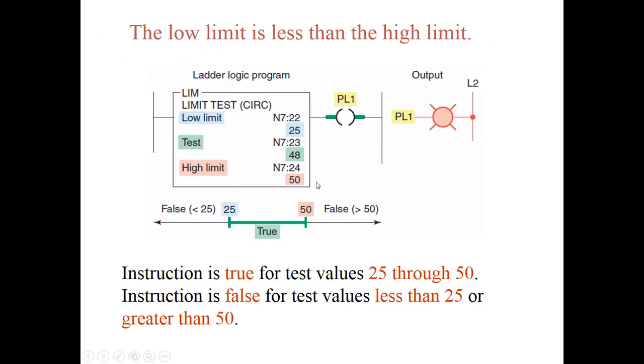So here's an example of 25 to 50, and it looks like at 48 it's true, because it's between 25 and 50. On the high and the low side it's false.